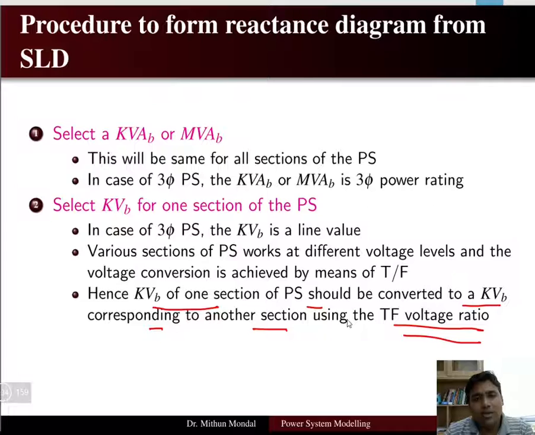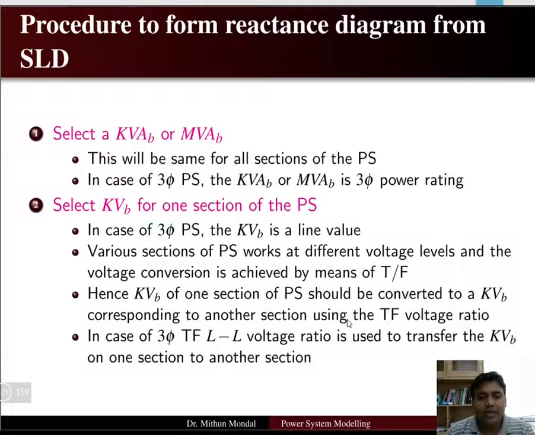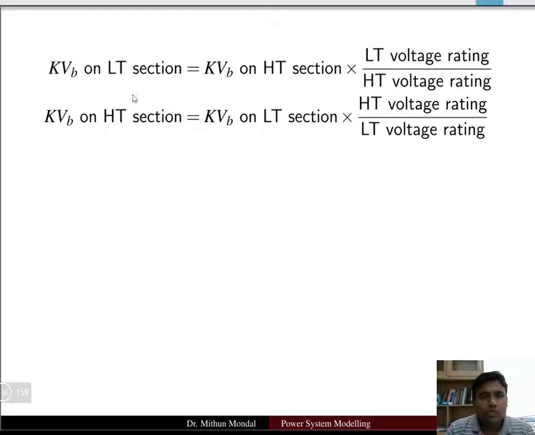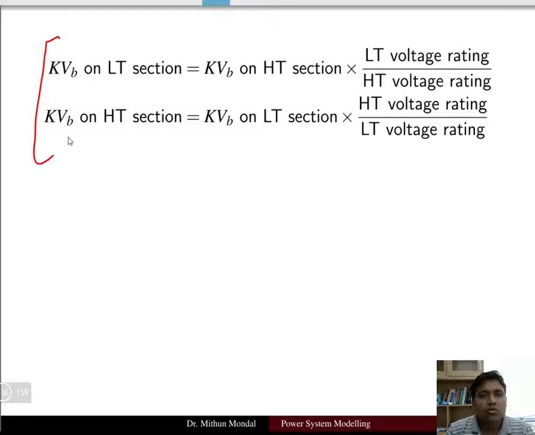Whenever transformers are connected in the single line diagram, the voltage level is converted from one level to another and the bases have to be updated. In case of a three-phase transformer, the line to line voltage ratio is used to transfer the kV base from one section to another section. So whenever we are going from one section to another section, it is important to convert the base voltage. This formula will be used to convert the kilovolt base.